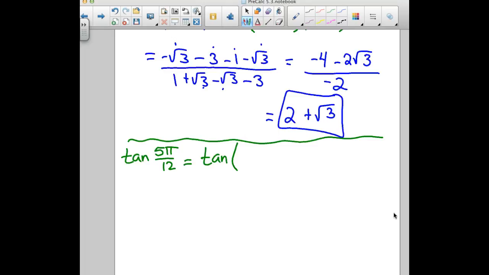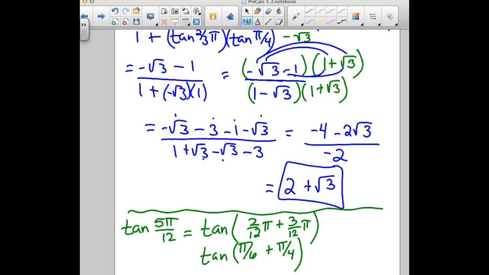All right. To get 5/12, we could add 2/12 and 3/12. And we know both of those. 2/12 is just pi over 6, and 3/12 would be 1/4, so pi over 4. Okay, so that's just another option. We could have split it up that way.